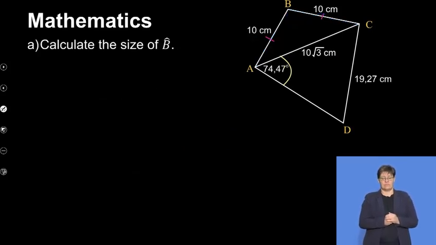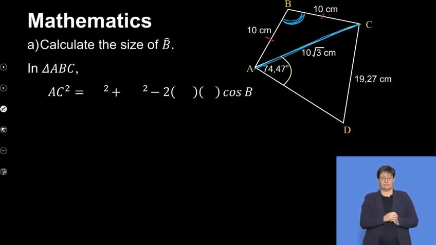Okay, so to calculate the size of B. Now remember, because we're going to be using cos rule, because we have sides, we want to find B. Which means when we're writing an expression to find B, we need to start our equation with AC squared, the side across from B. So we begin by writing it like this. We'll say AC squared equals.